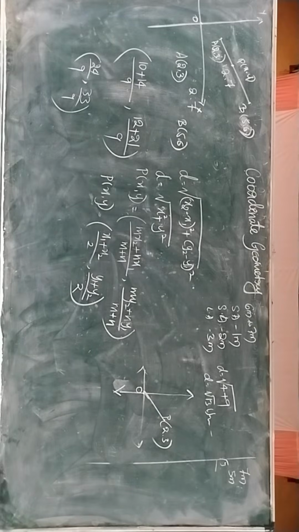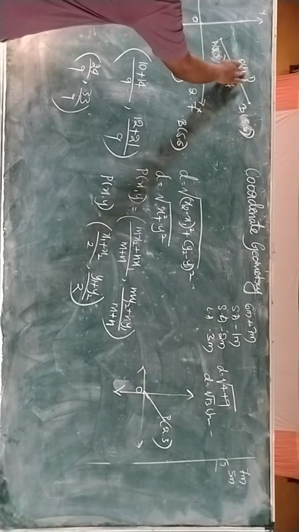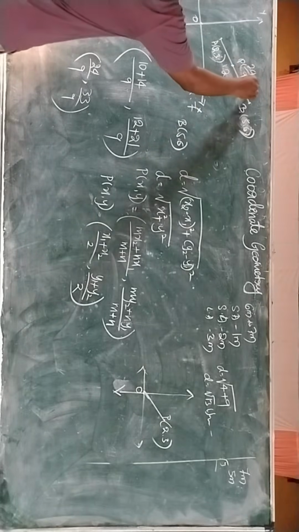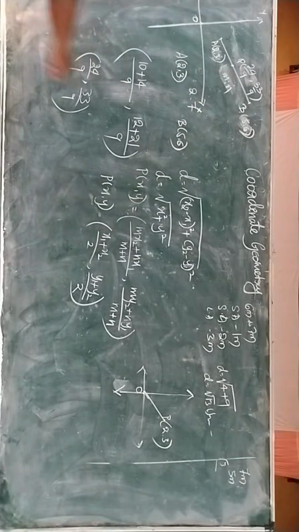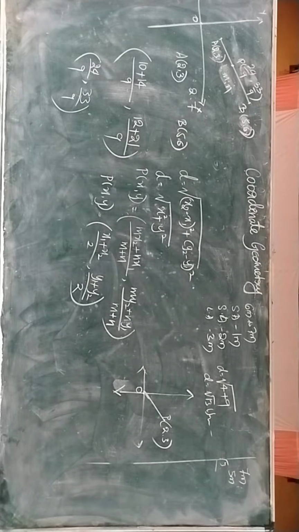No. And one more question you can note down. Same: A of 2, 3, B of 5, 6, and the P coordinates are 24 upon 9 and 33 upon 9. Then find the ratio. A of 2, 3 and B of 5, 6 divides the point P in the ratio m is to n. Then find the ratio.